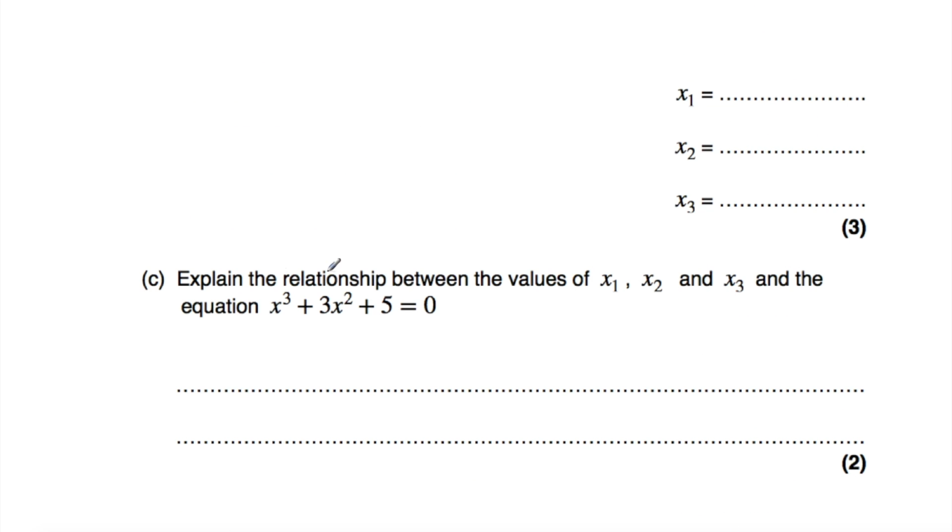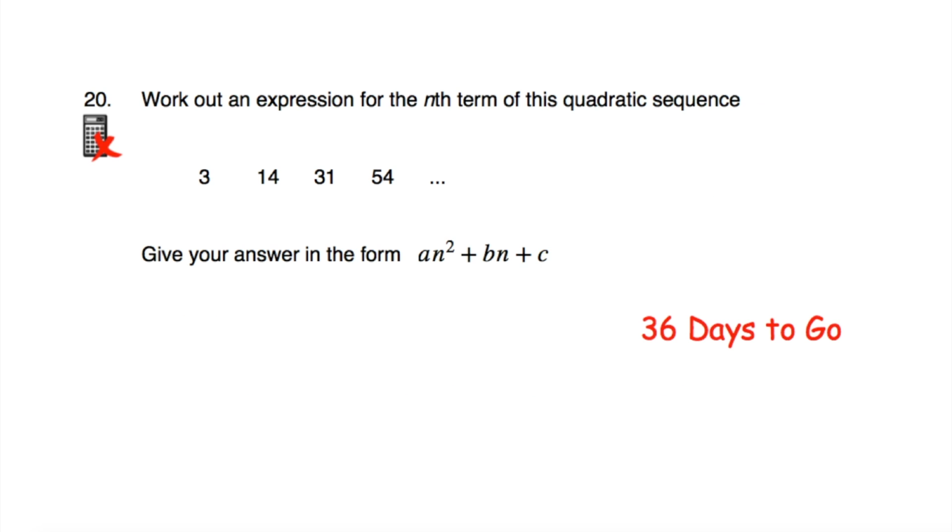Okay, and then our next part, part C, says explain the relationship between x1, x2, x3, and the equation we started with. Well, if you think about it, they're getting closer and closer to a certain value. Just think what that value might represent. Okay, let's look at our next question, question number 20.